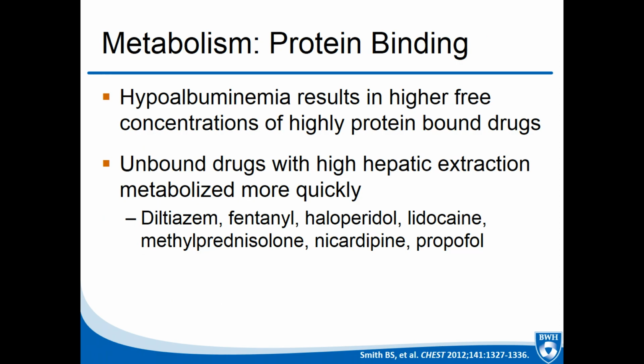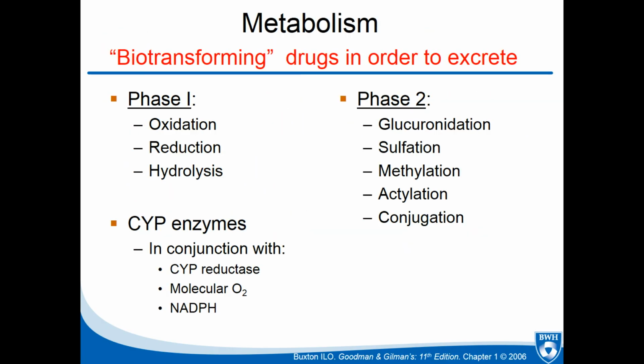Protein binding, again, we're talking about hypoalbuminemia here, so like we mentioned before, unbound drug concentration will happen. More often we'll see higher concentrations of unbound drugs, the protein-bound drugs in these shock states, because we'll often be hypoalbuminemic or say they're malnourished. Unbound drugs with a high hepatic extraction ratio will be metabolized more quickly, and that's drugs like diltiazem, fentanyl, haloperidol, methylprednisolone, propofol, a lot of heavy hitter drugs that we see a lot in the intensive care unit will be metabolized more quickly.